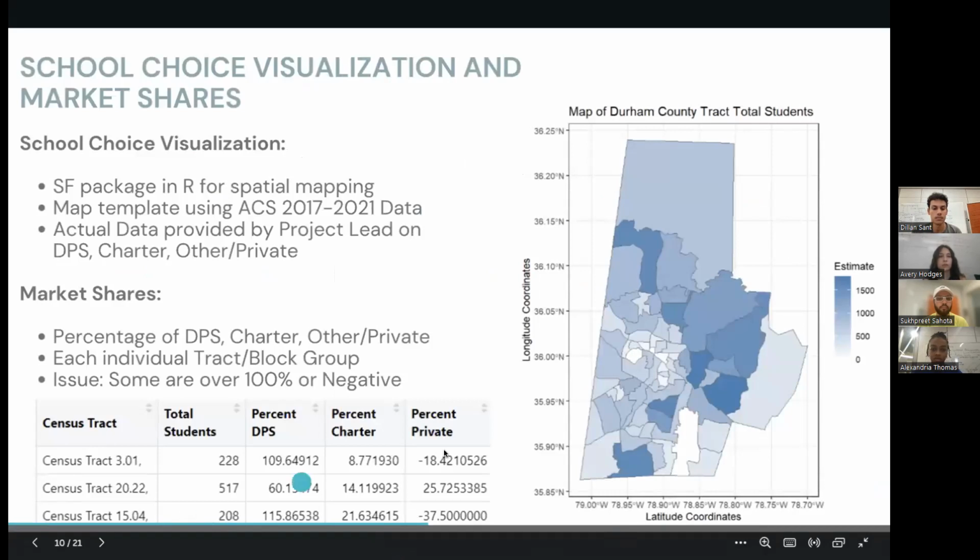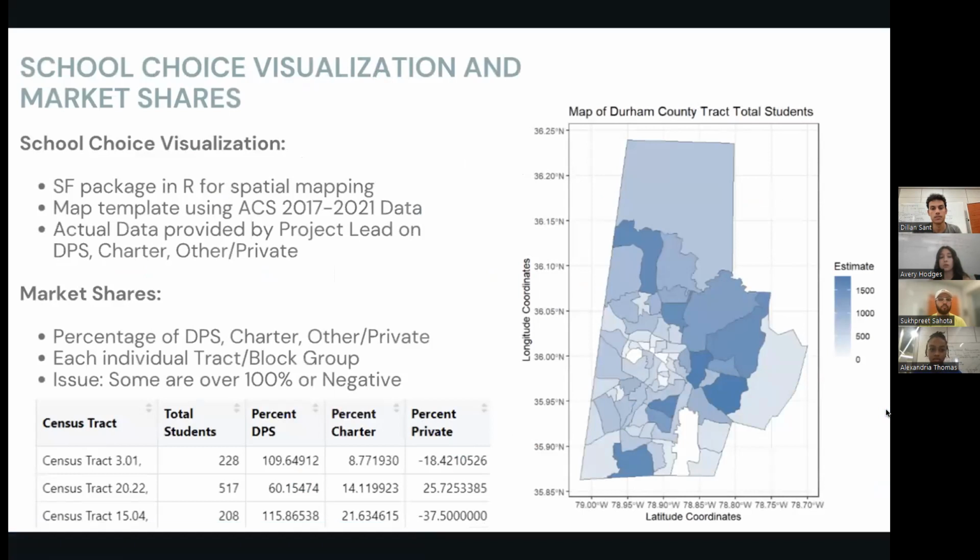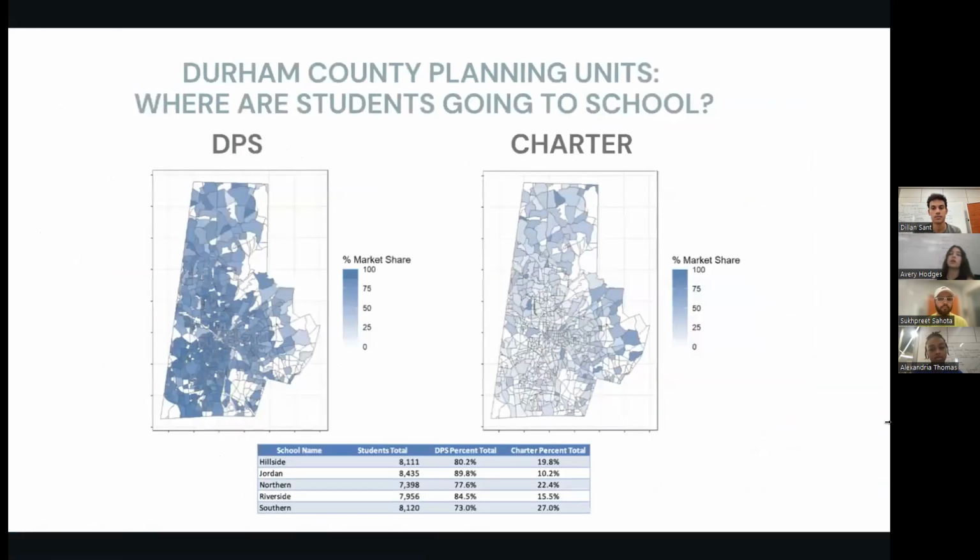Another thing that we did was use the sf package in R to visualize DPS's market share in Durham County. We were able to calculate the percentage of DPS, charter, and other private students throughout the county. An example of that map is on the right, and the table that we created is on the bottom. We also did this in DPS's 982 planning units, seeing where DPS students are going to school. We also did this by school boundary tables as well.